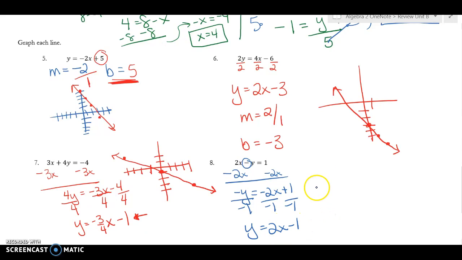And so now my m is 2 over 1, and my b is negative 1. So I'm going to start here. Start at negative 1. And then I go up 1, 2 over 1. Up 1, 2 over 1. And that's it.